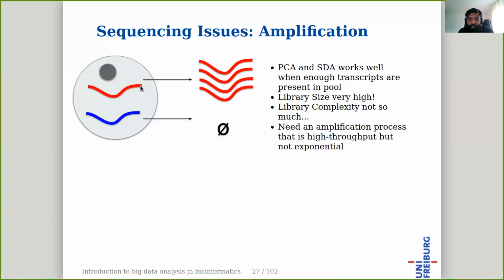And this is what library complexity is. You need to produce an amplified library that is actually equally good as what you have in the cell. In theory, if an amplification is good, you should see at least one copy of the blue fragment here. Then you have many different unique transcripts after amplification. If you have many different unique transcripts, that means your library's complexity is high.